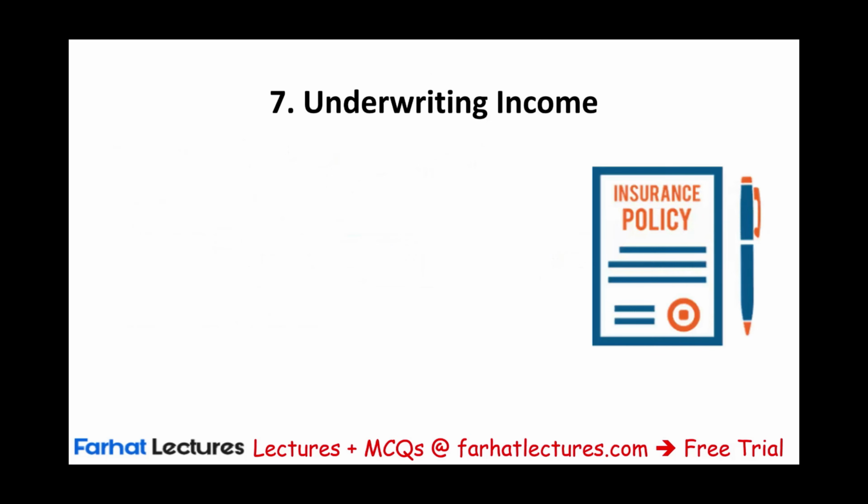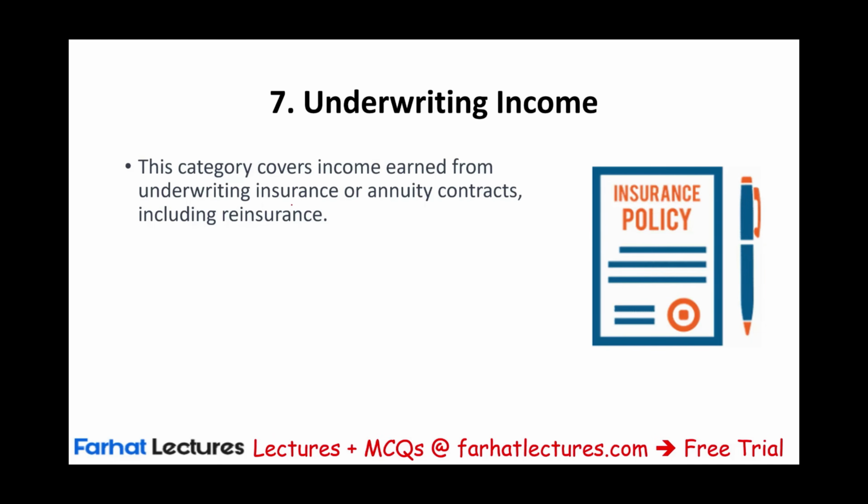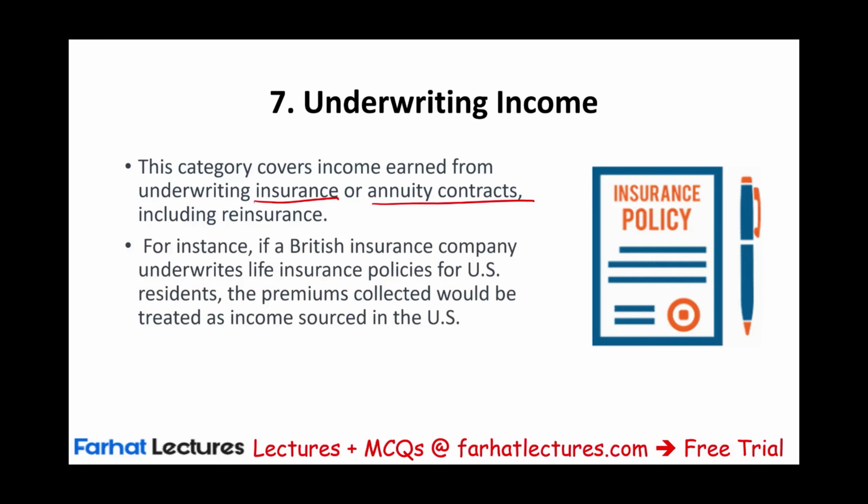Underwriting income. This category covers income earned from underwriting insurance or annuity contracts, including reinsurance. For example, if a British insurance company underwrites life insurance policies for US residents, well, if they underwrite it, they're going to be receiving premiums. That's US sourced income.